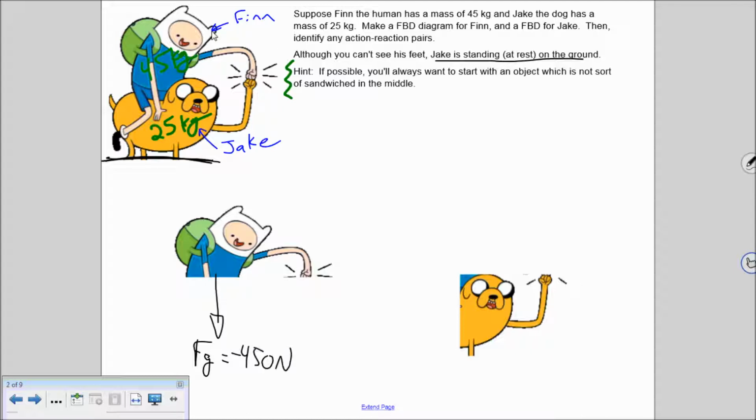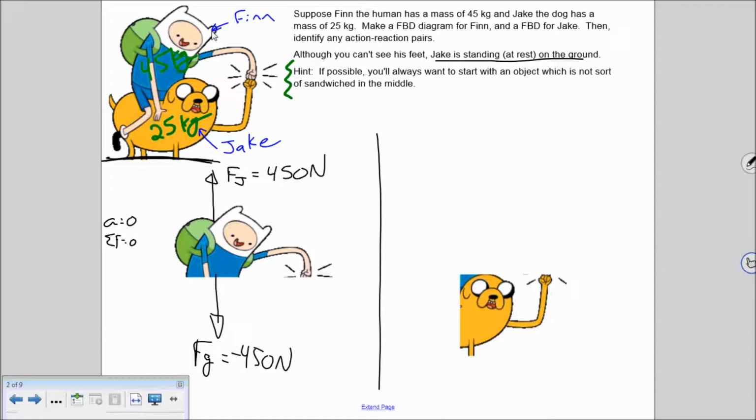Now, we know that he's not moving, so his net force is 0. So there's something holding him up. Take a look at the drawing here. What's holding Finn up? Oh, he's sitting on a big yellow dog named Jake. So this here is the force of Jake, and it's got to be exactly big enough to make the net force 0. So it's going to be 450 newtons. There is my free body diagram for Finn the human.